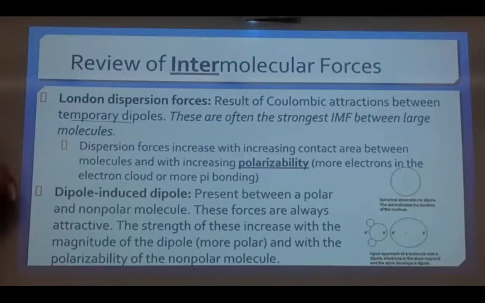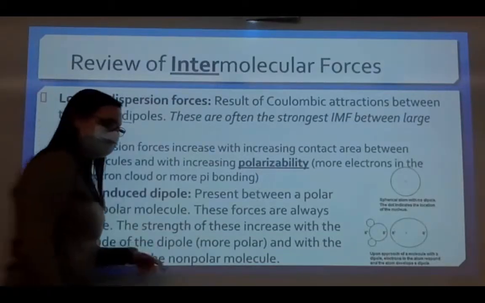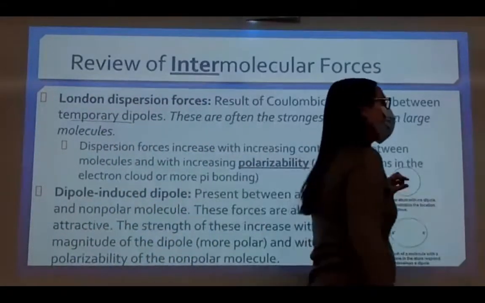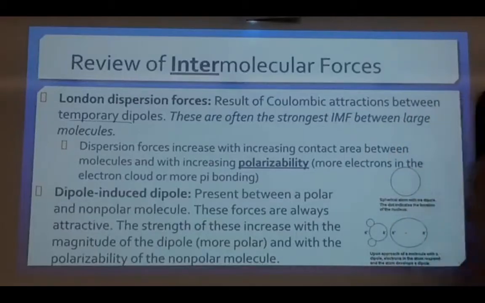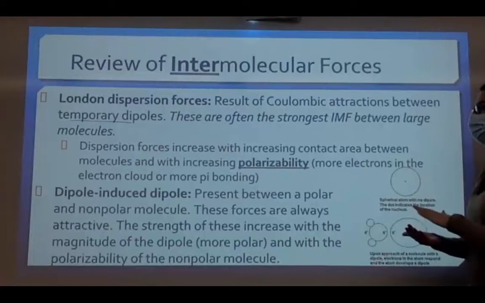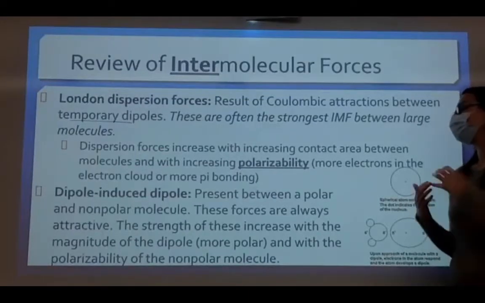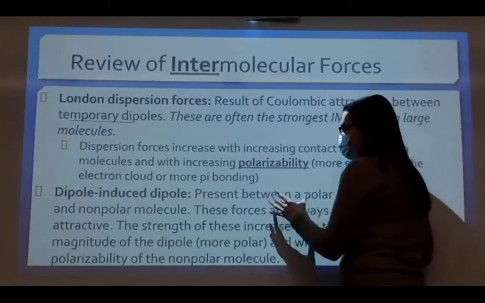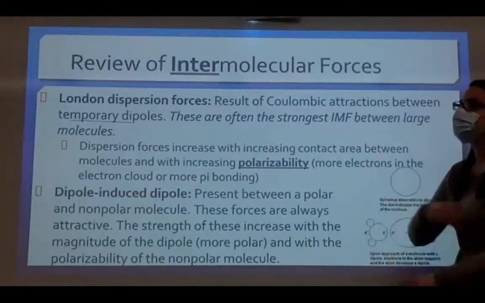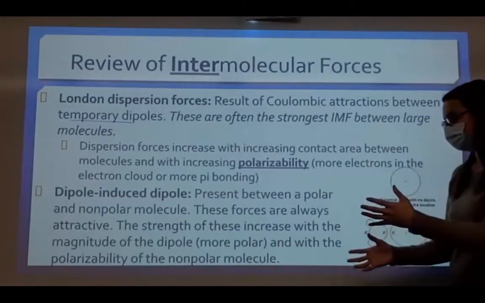Then we also look at increasing polarizability. Polarizability looks at the number of total electrons. Now you'll notice in the notes that it talked about molar mass. You can use molar mass to determine the strength of intermolecular forces, but you cannot write that down. Your reasoning has to be, let's look at CBr4 versus CH4.